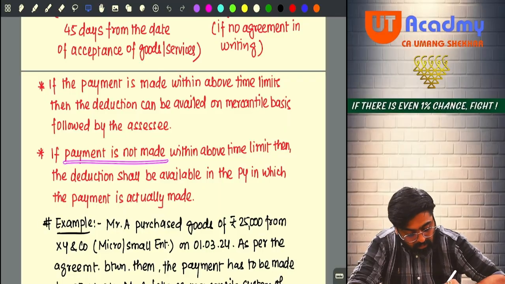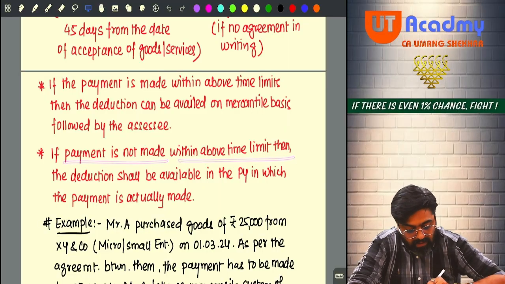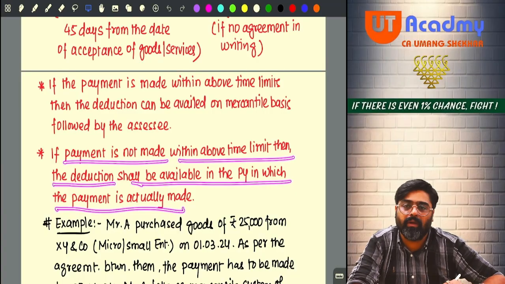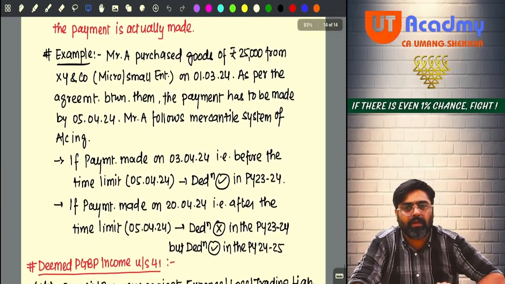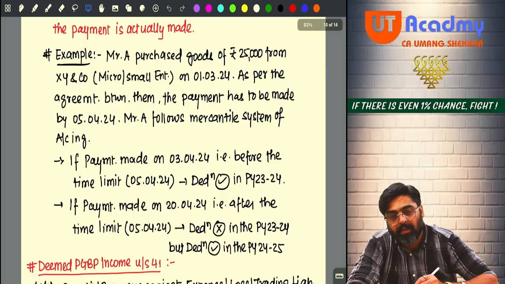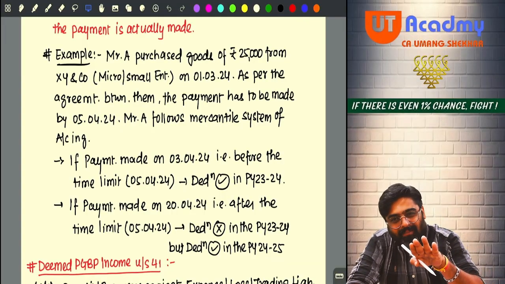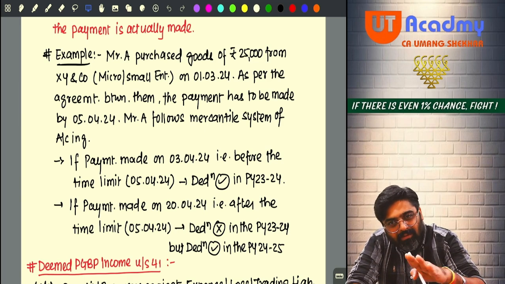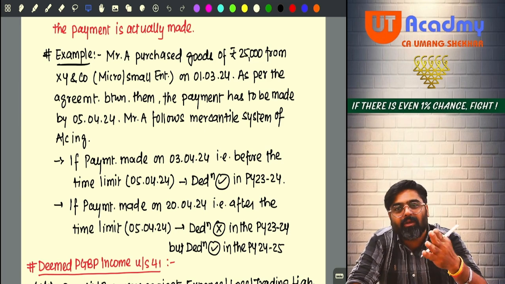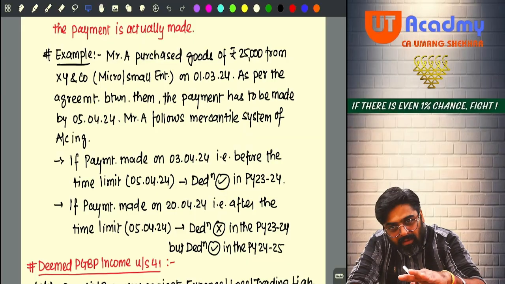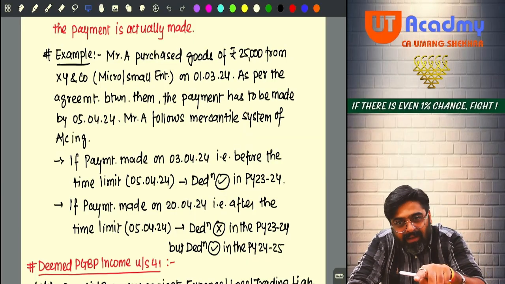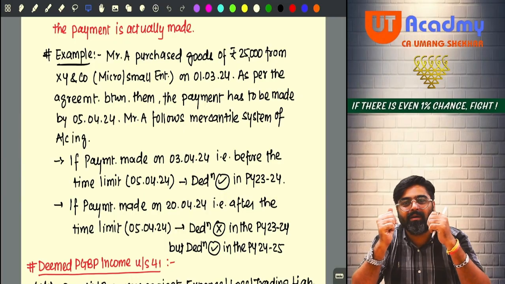Next one, if the payment is not made within the above time limit, then the deduction shall be available in that previous year in which the payment is actually made. Now let's take this example. This will clarify everything. See, same year payment, same year time limit is getting over. So whether you pay within that time limit in that year or after the time limit in that year, payment is made in that year only, no?